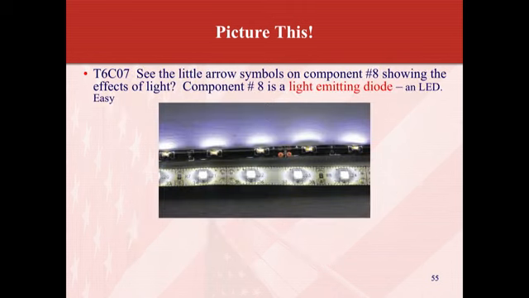See the little arrow symbols on component number 8 showing the effects of light. Component number 8 is a light emitting diode, an LED, easy. I guess you've never seen those before. But LEDs are really, really popular now. They're all over the place, and it's hard not to bump into them these days. That one looks like a white LED.